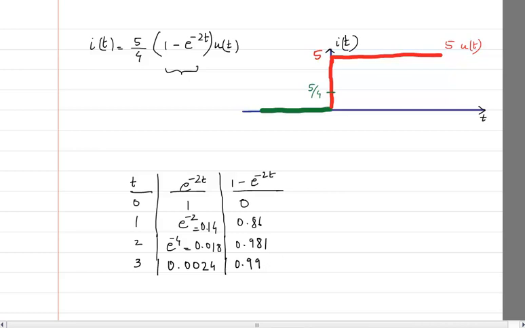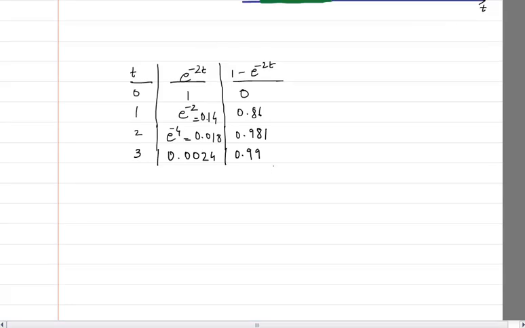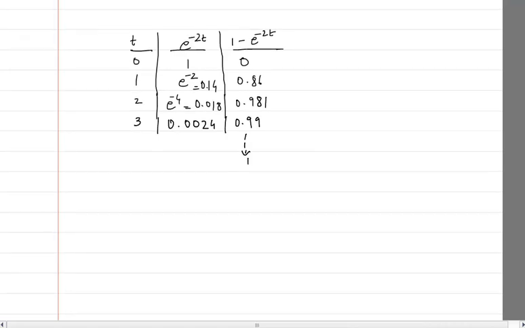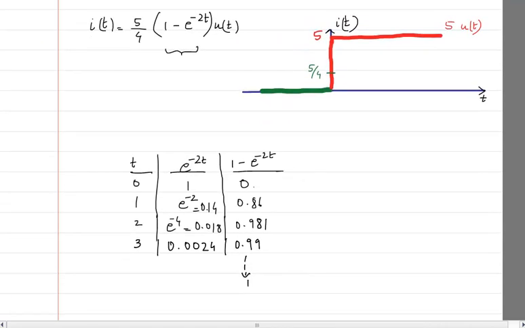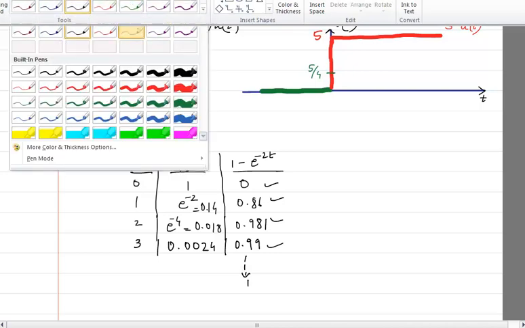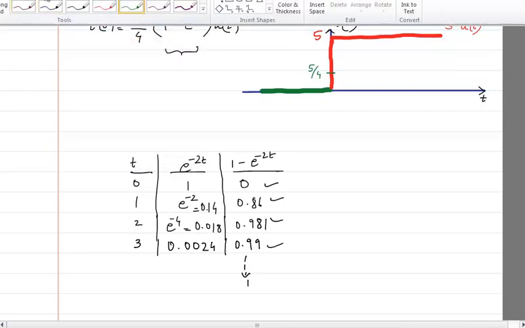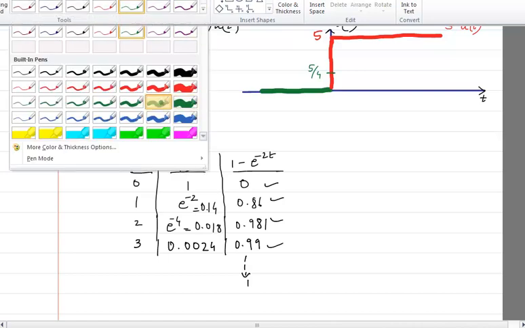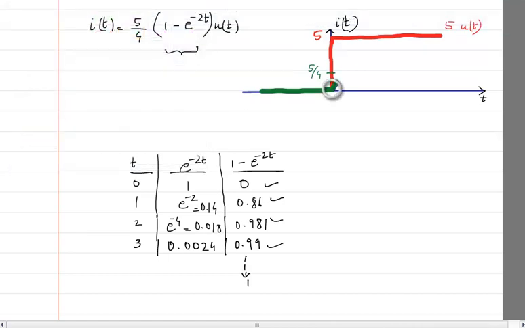So like that, if I keep on going, this will slowly approach 1. So what I can draw is, see, it is jumping straight away from 0 to a high value and then it is slowly saturating. So I can draw that, let me use the big pen, as slowly saturating and then it remains at 5 by 4.